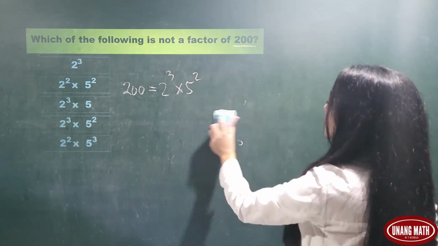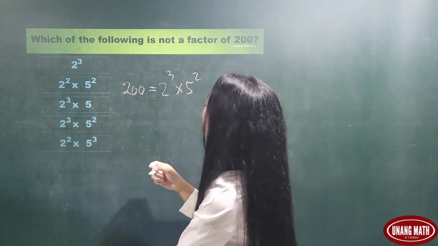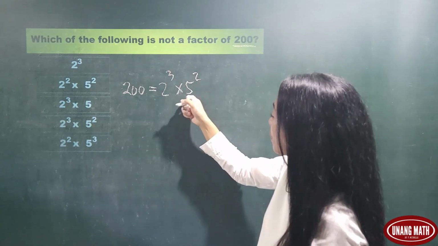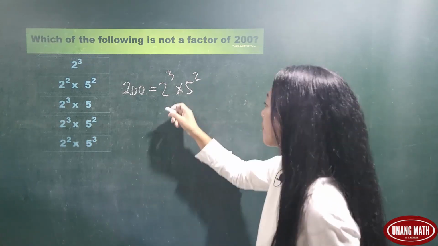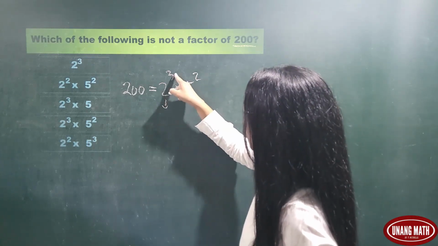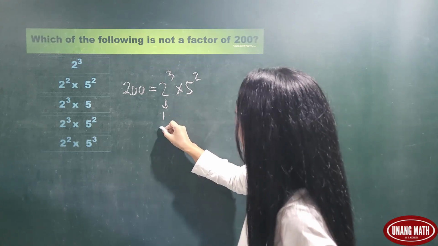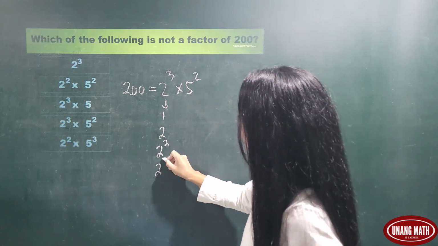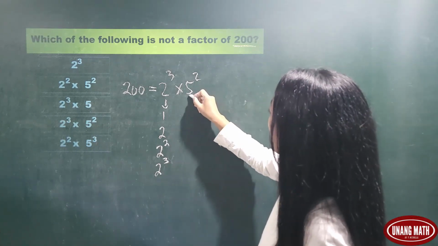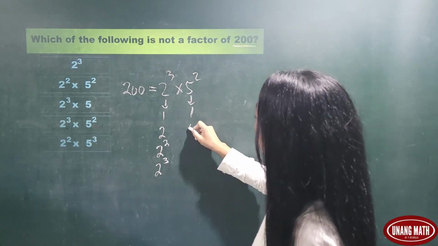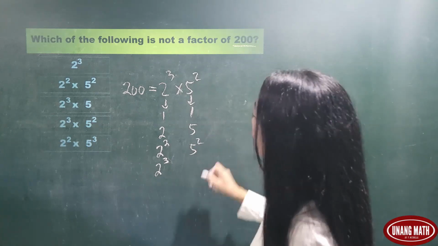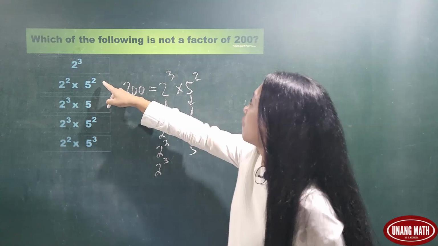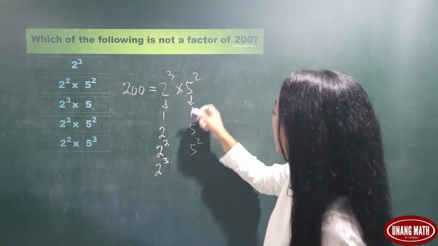Okay, this means that all the factors of 200 is equal to all the factors of 2 raised to the power of 3 times all the factors of 5 squared. What are the factors of 2 raised to the power of 3? We have 1, 2, 2 raised to the power of 2, and 2 raised to the power of 3. How about 5 squared? 1, 5, and 5 squared. Okay, this time, let's find out which is not a factor of 200.